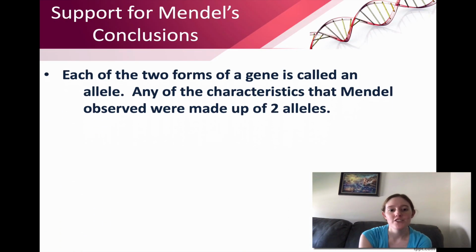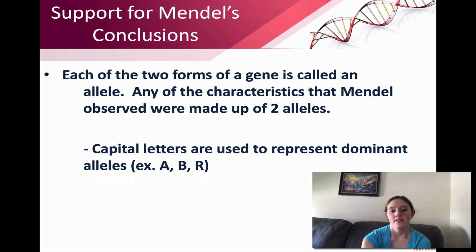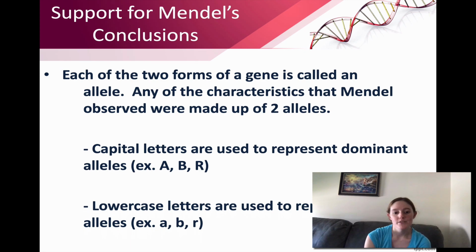Each of the 2 forms of a gene is called an allele, and any characteristic that Mendel observed was made up of 2 different alleles. We use capital letters to represent dominant alleles, and we use lowercase letters to represent recessive alleles.